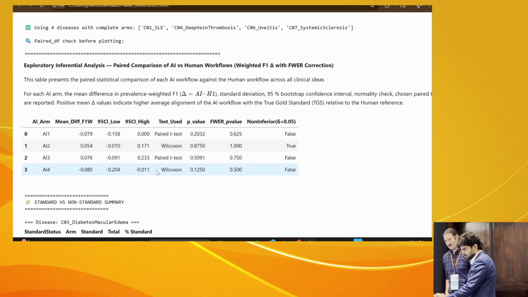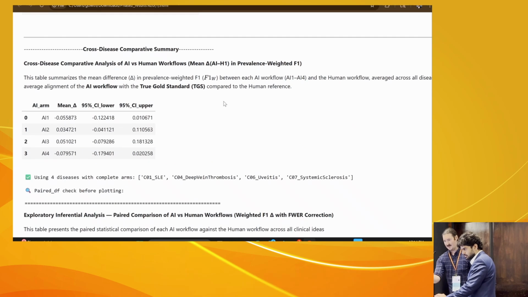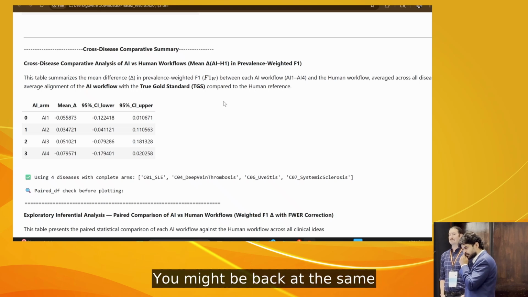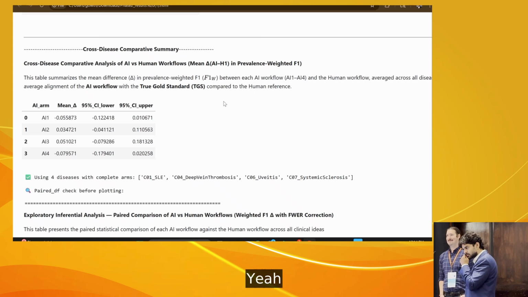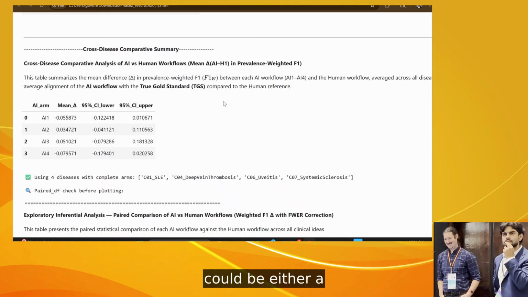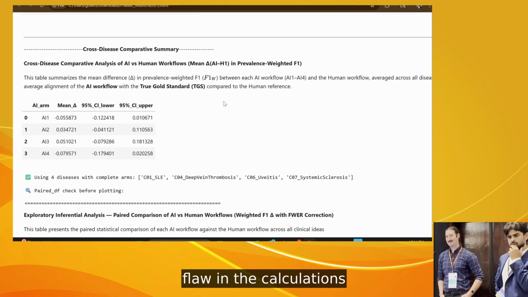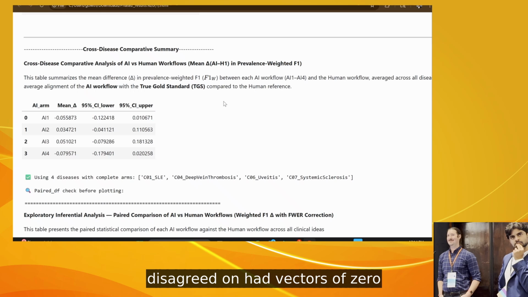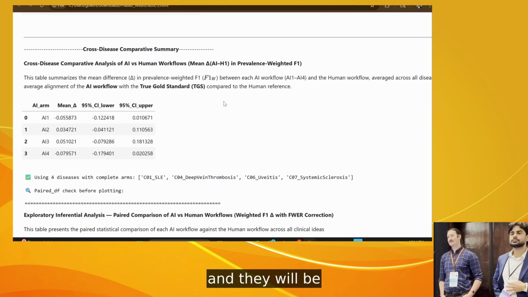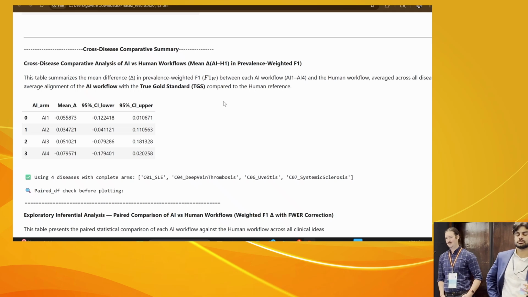It is on the fly. The fact that both have good performance, even though they had this disagreement, could be either a flaw in the calculations, or all the things that they disagreed on had counts of 0. So they won't go into that score and will be critically dismissed.